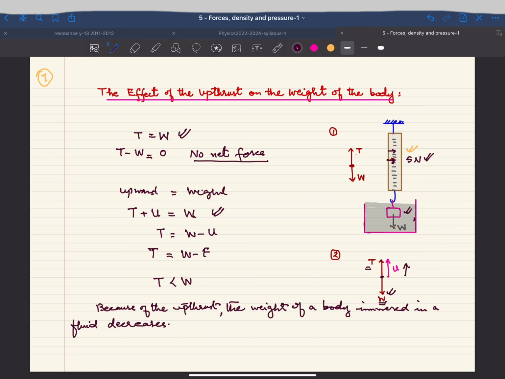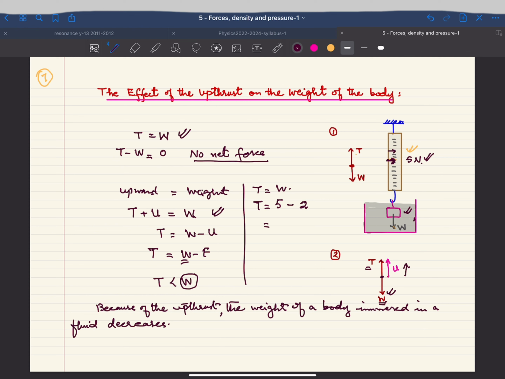But ultimately, the tension here is less than W. This simple situation, where tension is less than W, means that the weight apparently decreases, and tension is basically showing us the weight of the body. So if the tension is less, suppose you have 5 Newton, which was the weight, the downward force, but now you have a 2 Newton upward force, the upthrust, then what will happen here?